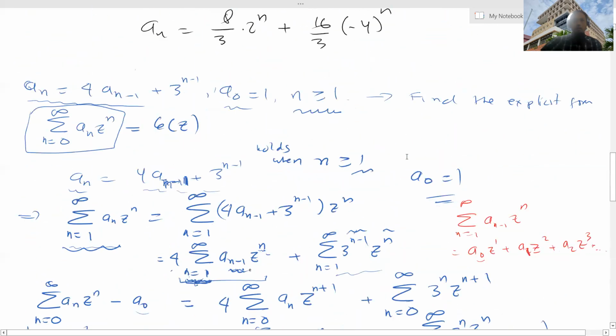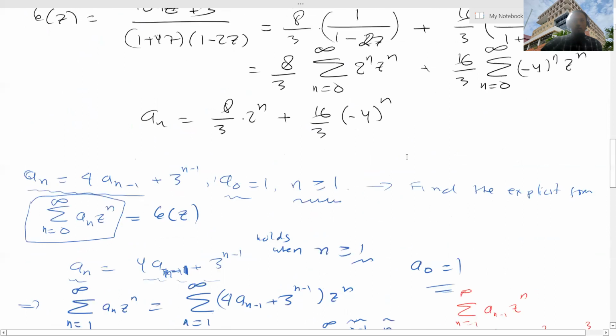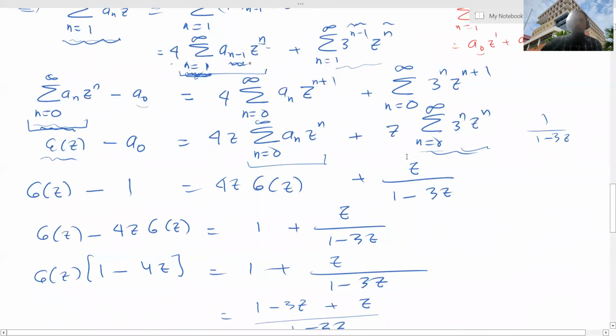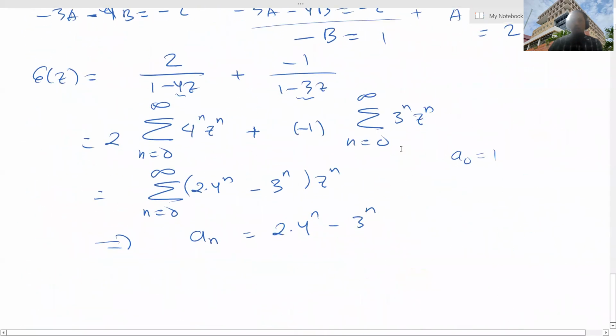What is a1? Sorry, for an equals an minus 1 plus 3. So an is for an minus 1 plus 3. That means a1 is 4 times 1 plus 1, so that is 5. So if we check, is it correct?